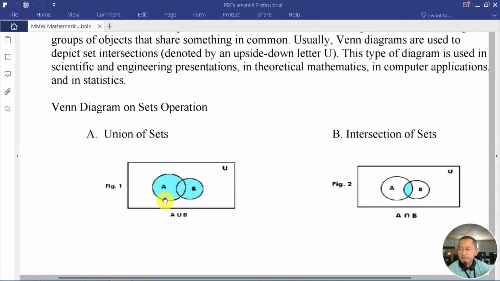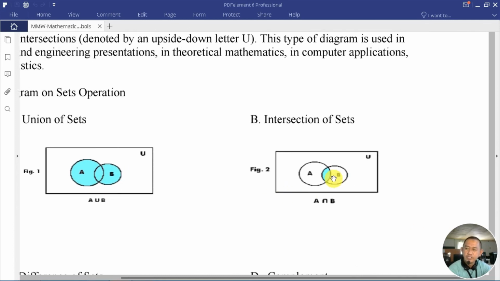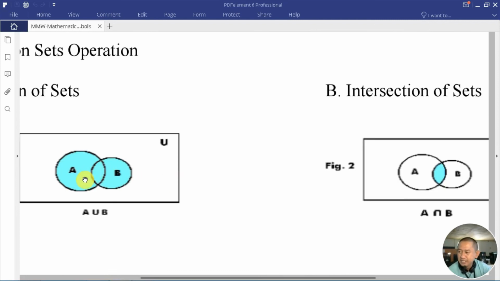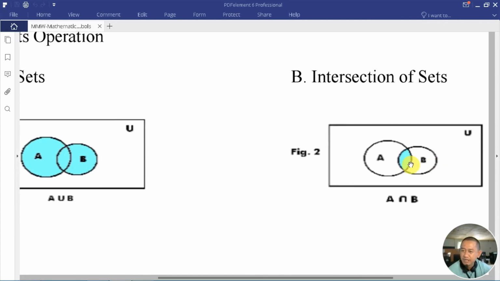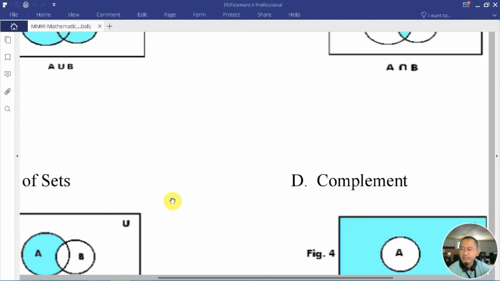So, we have the union. We have a rectangle, which is the universal set, the whole thing. Then set A and set B, the union is the combination of the two sets. So, we have set A and set B. The elements not mentioned there are the complement of the union of A and B. The intersection is what is common to the two sets. The highlighted part, the colored part, is the union, and this one is the intersection.